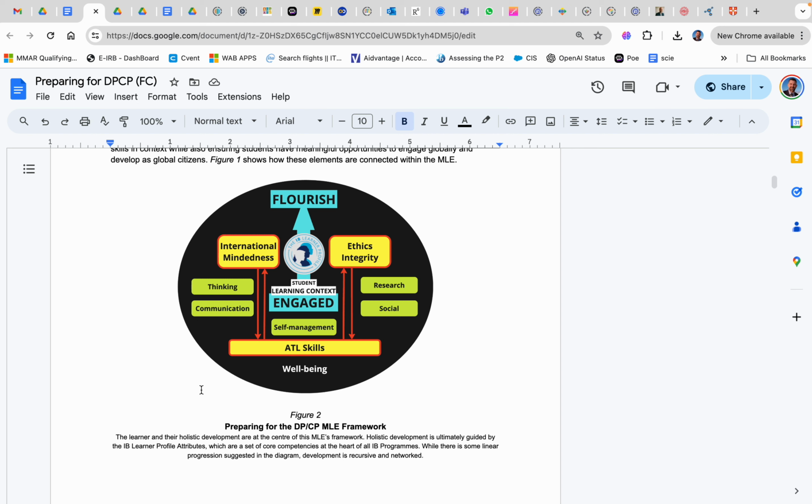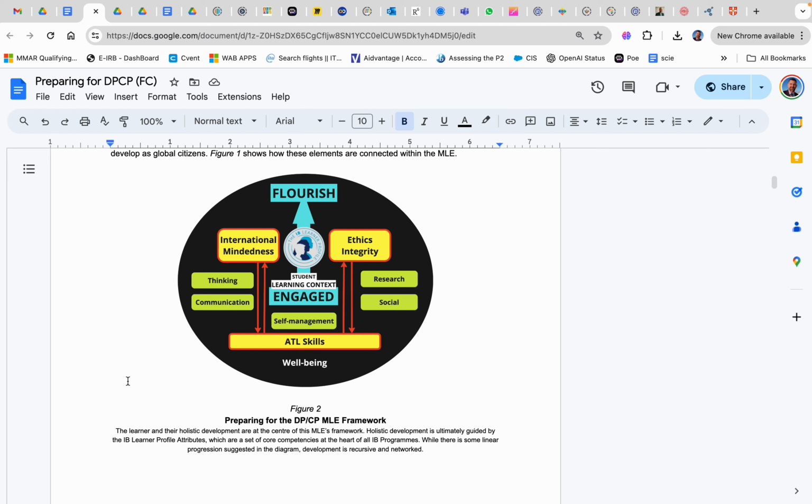So the four areas: the first we mentioned was well-being, and the second was ATL skills. The third and fourth were international mindedness, and its ties to global competency, global engagement, intercultural understanding, all of those typical international mindedness aspects, and then also the idea of ethics and integrity. This was mainly spurred through discussions about how AI and academic integrity might be built in or prepared for in the course.